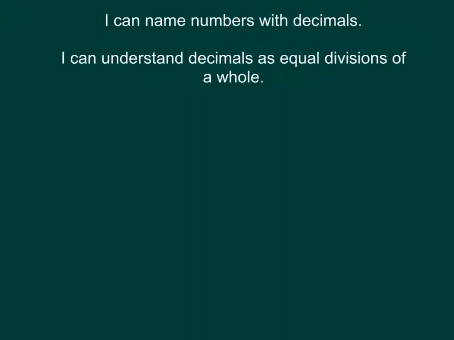Today our video is going to be focusing on these two I can statements. I can name numbers with decimals, and I can understand decimals as equal divisions of a whole. A whole is just the whole object, and we'll call that the number 1.